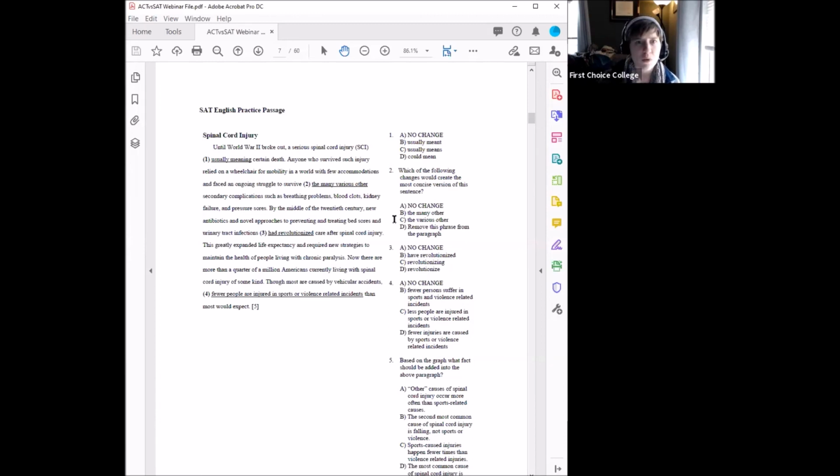So again, the writing and the English sections are ones that I think students can definitely see a lot of improvement with a little bit of work, really careful practice and study. These are something that students can do a lot with.